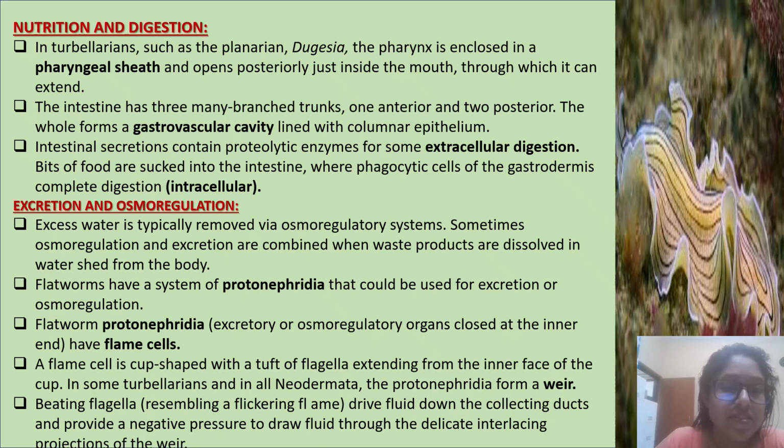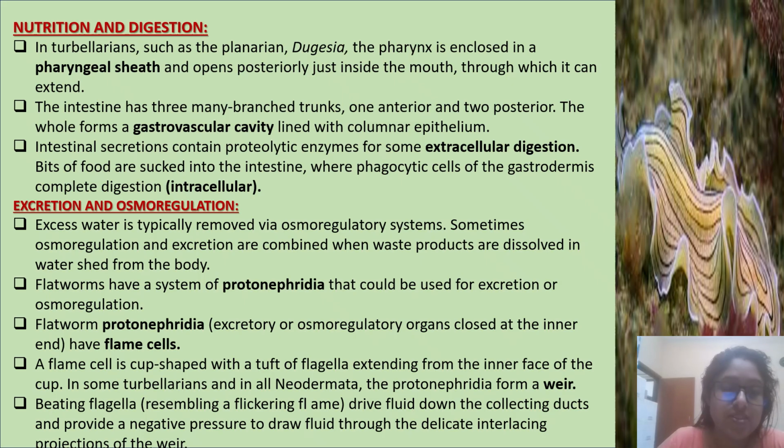Next, excretion and osmoregulation. Excess water is typically removed via osmoregulatory systems. Sometimes osmoregulation and excretion are combined when waste products are dissolved in the water shed from the body. Flatworms have a system of protonephridia that could be used for excretion or osmoregulation. Flatworm protonephridia, that is, excretory or osmoregulatory organs closed at the inner end, have flame cells. A flame cell is cup-shaped with a tuft of flagella extending from the inner face of the cup.